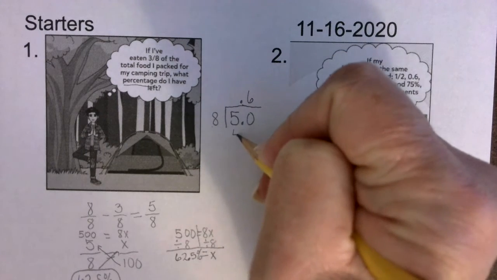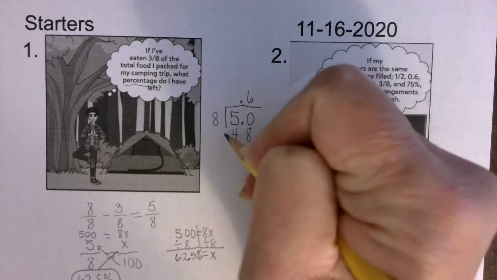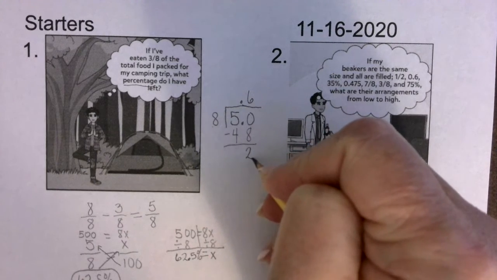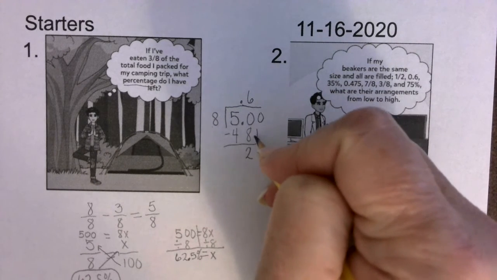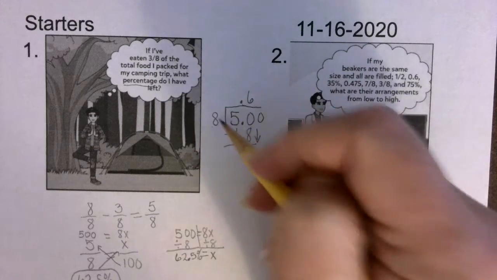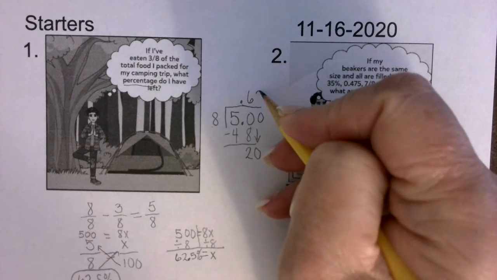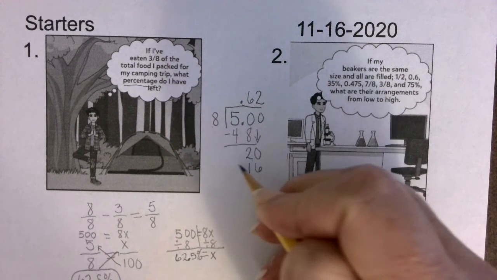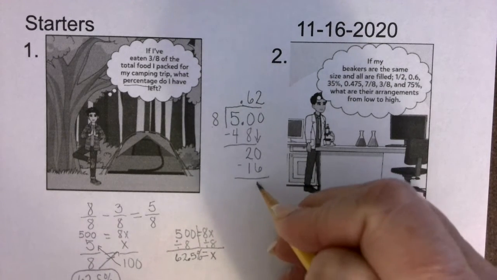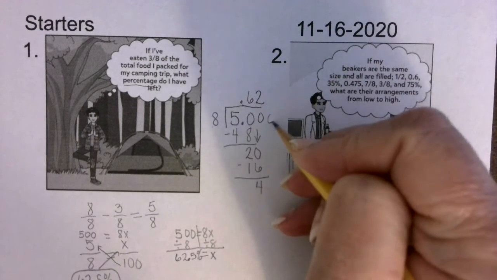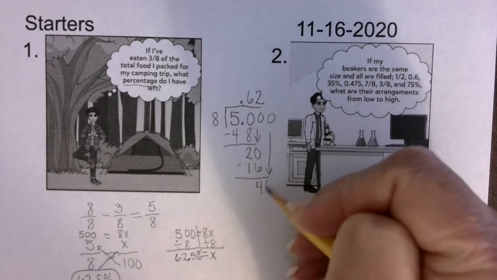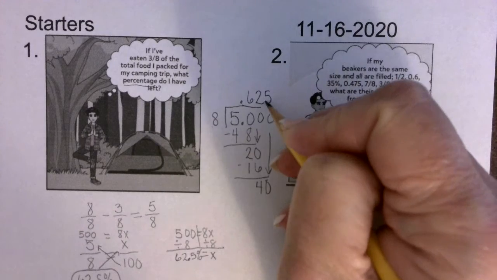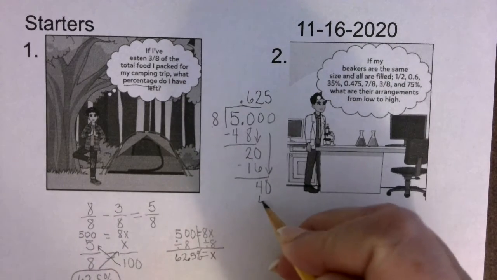6 times 8 is 48. And then we subtract: 50 minus 48 is 2. We add another 0 and bring that down. 8 goes into 20 twice. 2 times 8 is 16. And 20 minus 16 is 4. And then we add another 0. And 8 goes into 40 5 times. 5 times 8 is 40.